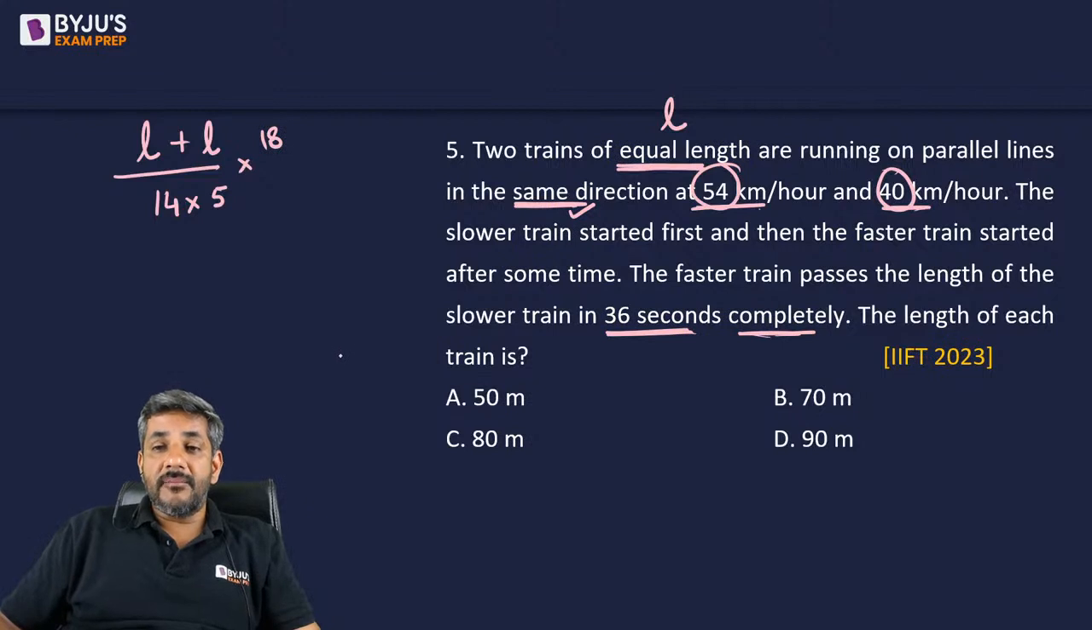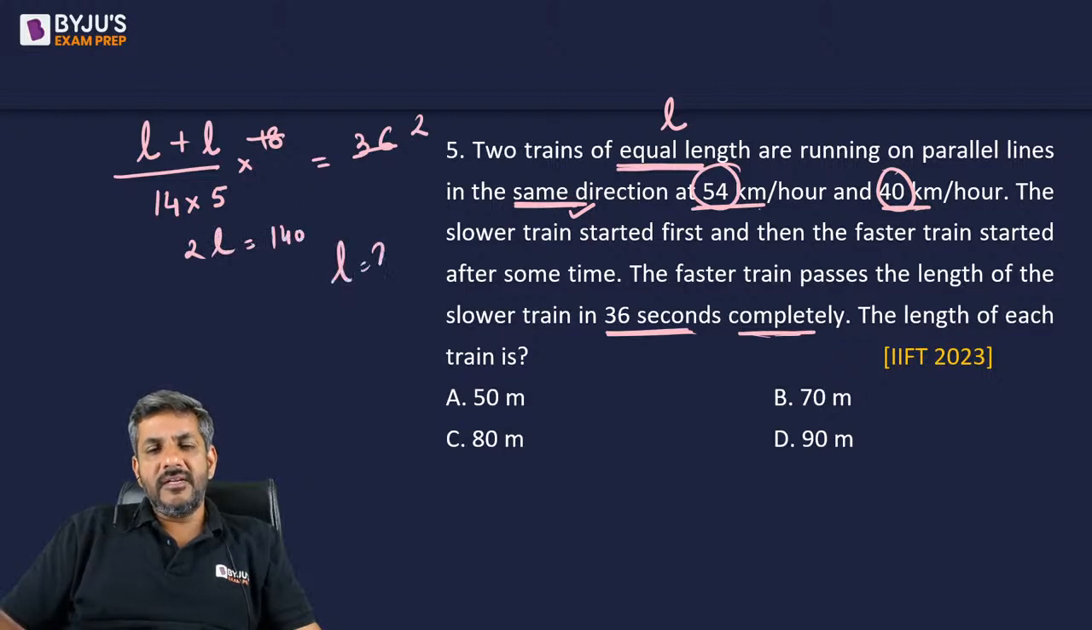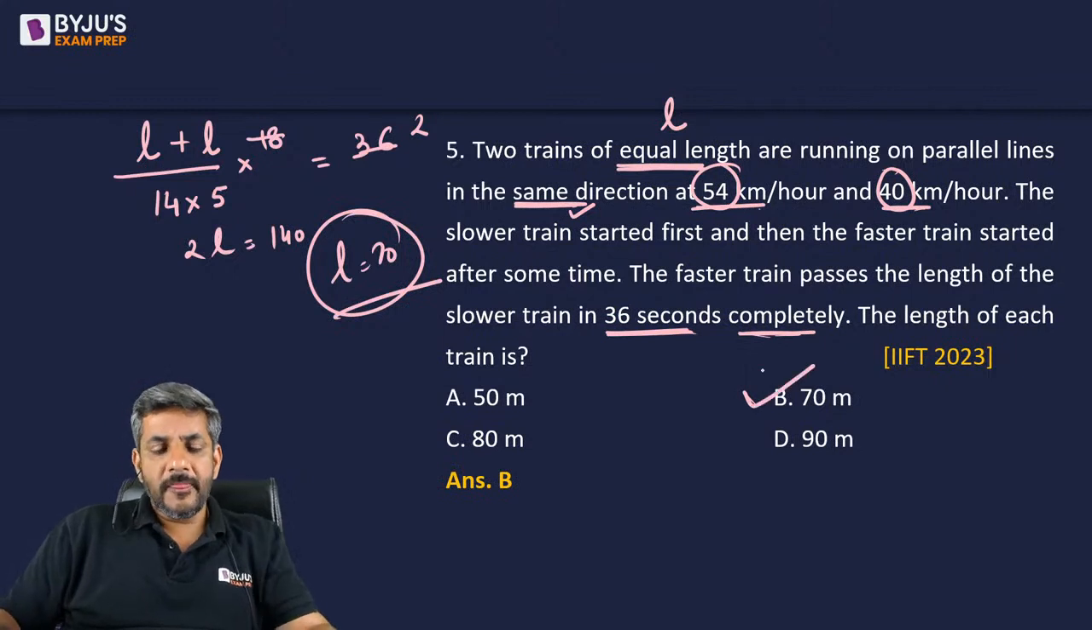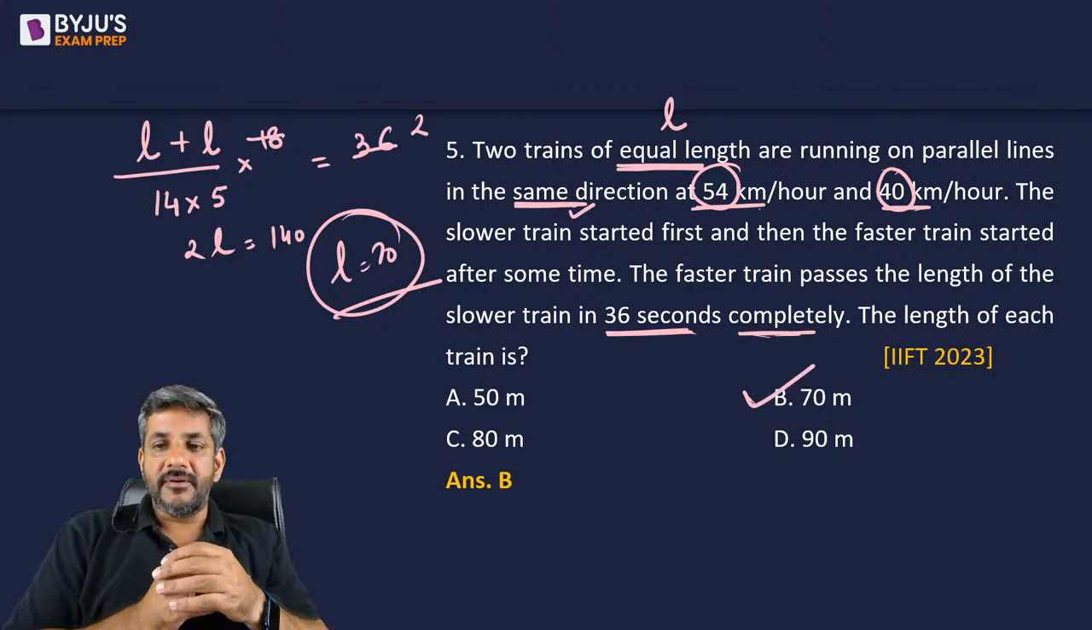This is the time taken by them to cross, and this time is given to us as 36 seconds. So basically 18 twos are 36. I have 2L is equal to 70 twos are 140. So L is 70. That's it. This is what the question is asking: what is the length of each train? The length of each train is 70 meters.